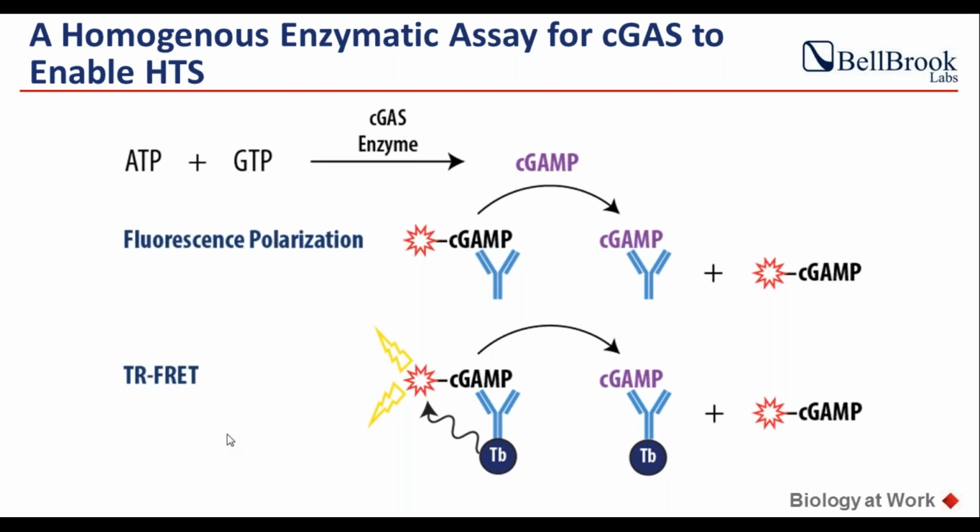So both these assays are kind of a negative output assay. You begin with either a high FRET or a high polarization, and as time progresses or as you build the product, you would see a decrease in either polarization or the ratio. And this will become clearer as I show the data.